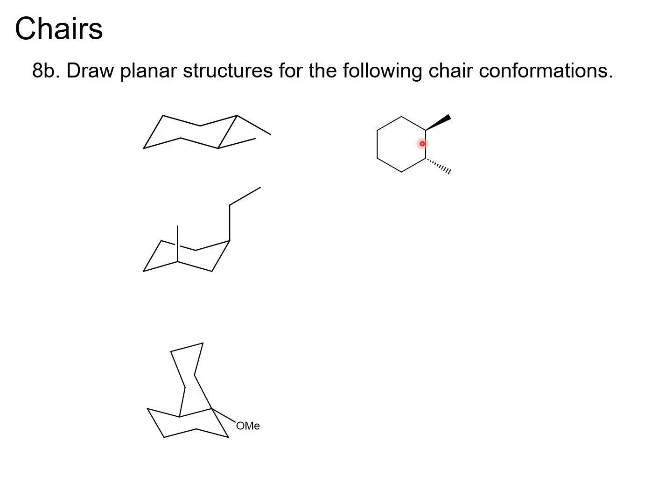Next one, same thing here. So I have another chair 6-member ring. Both of these bonds are pointing up. So I should have a methyl group coming towards me, an ethyl group coming towards me. So those should both be coming out of the board. So on a wedge.